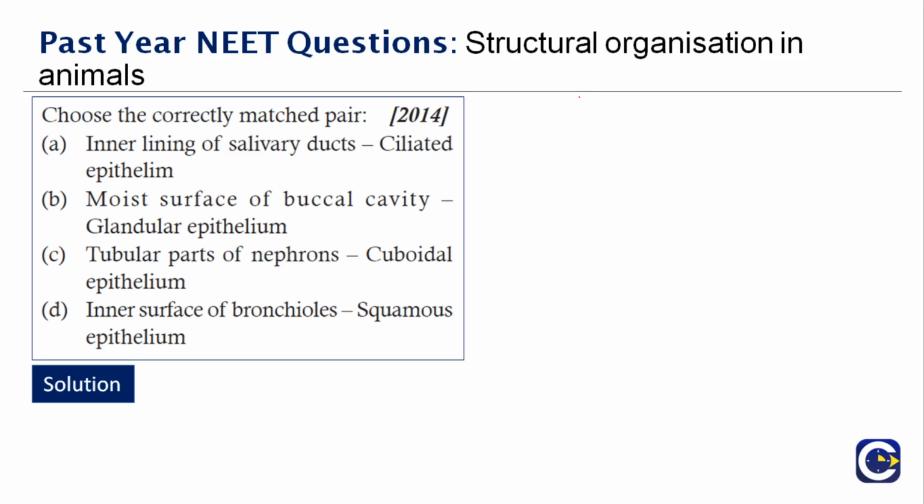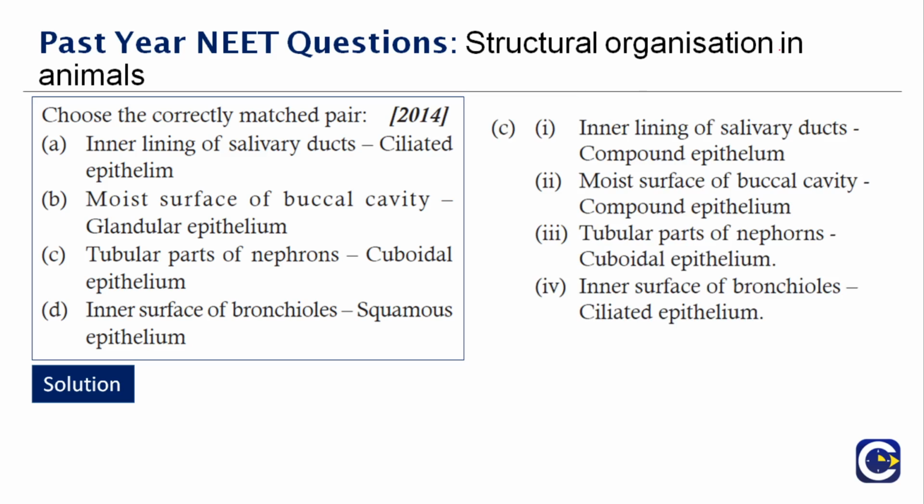Inner lining of salivary ducts, moist surface of buccal cavity. So you just need to match and see. I will give you the answer here so that you will understand. The inner lining of the salivary ducts contains compound epithelium. Here they have mentioned it as ciliated epithelium, which is wrong. The moist surface of the buccal cavity is once again lined with compound epithelium. Again, this goes as wrong.